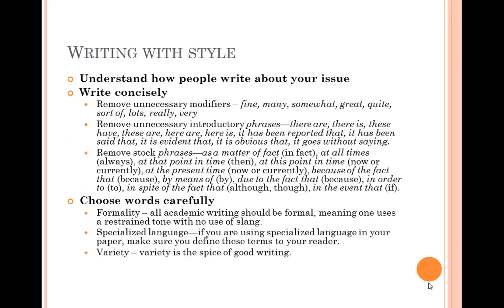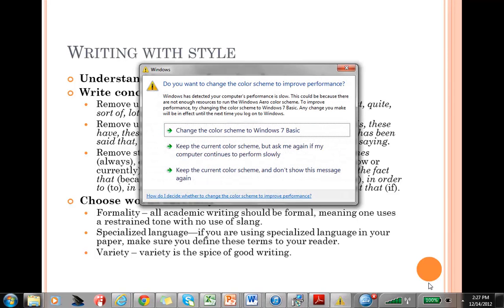So let's start off by talking about writing with style. There's a couple of main things you want to think about when you're looking at your paper and making sure that you are writing with style. The first thing you want to look at is you want to understand how other people are writing about your current issue. That means when you look at other essays and books that are written about this topic that you've been reviewing over the last few weeks, think about how the tone and the style of how those articles are written.